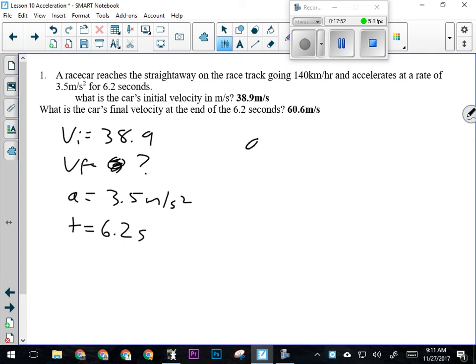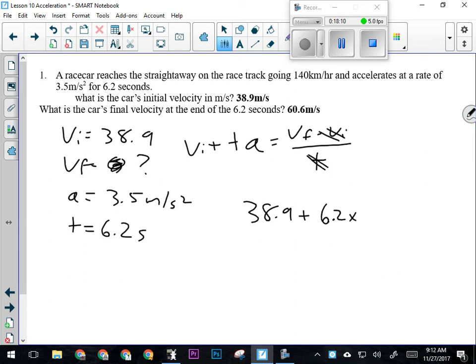Okay, so I'm looking for VF. I have a equals VF minus VI over T, and I'm solving for VF. So I'm going to multiply both sides by T, and then add VI over to this side. Now I've got my formula, I just need to plug in my numbers: 38.9 plus 6.2 seconds times 3.5 meters per second squared. And I should get 60.6 meters per second.